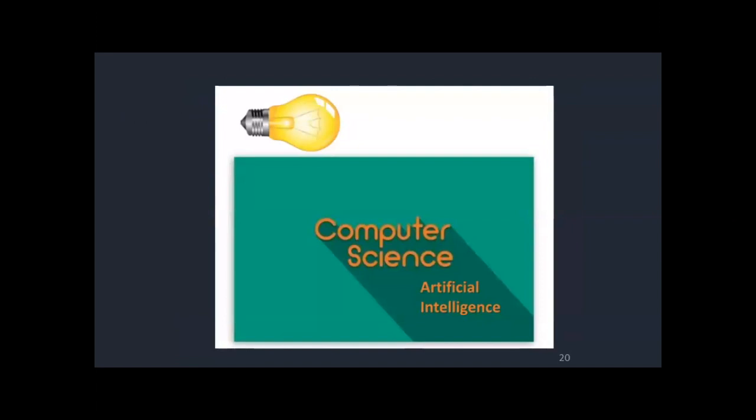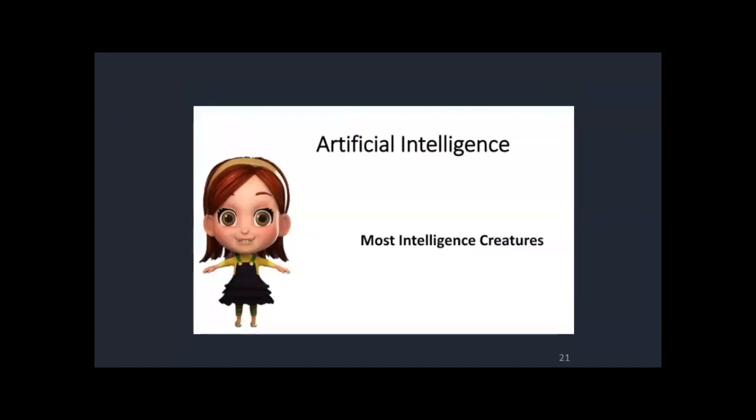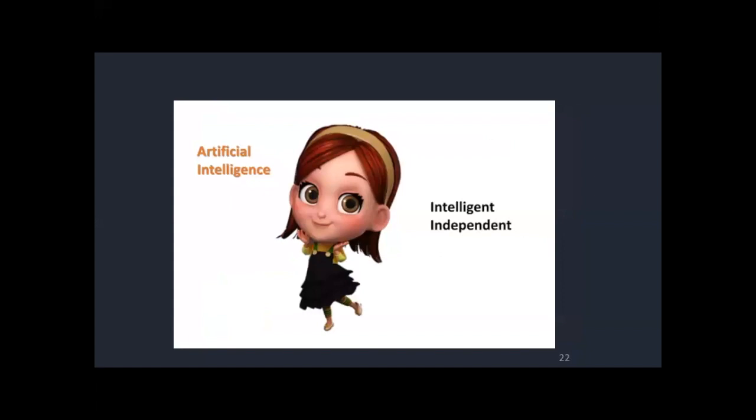Everywhere you will find this buzzword, artificial intelligence. And this artificial intelligence nowadays is the most intelligent creature ever made by humans, and not only the most intelligent, but also independent. It is an intelligent machine which can predict something on the basis of learning plus external knowledge, and it is independent.